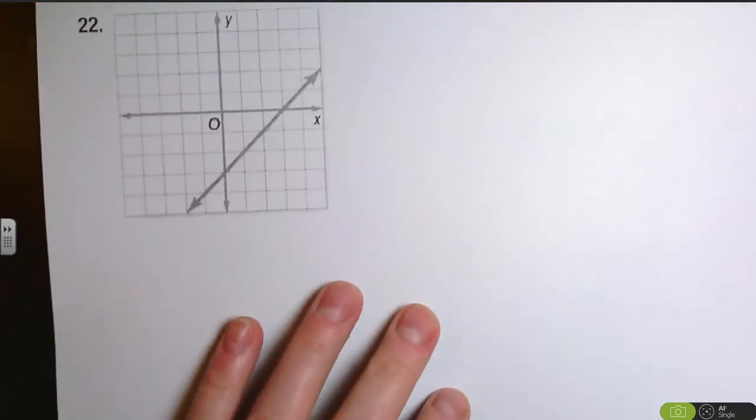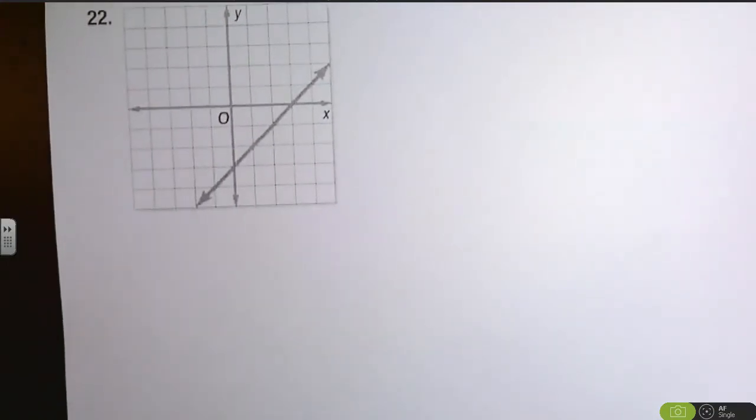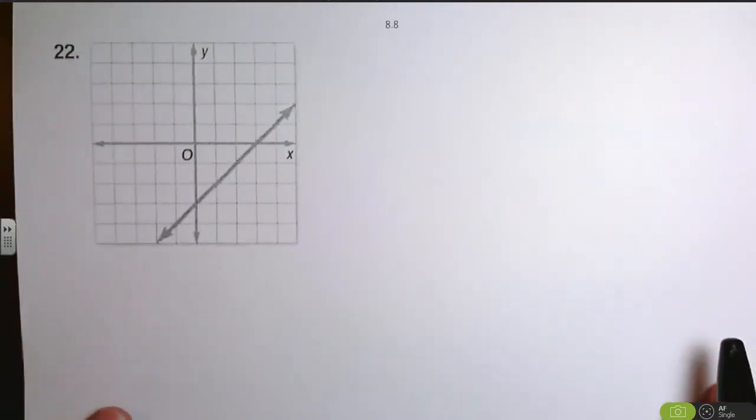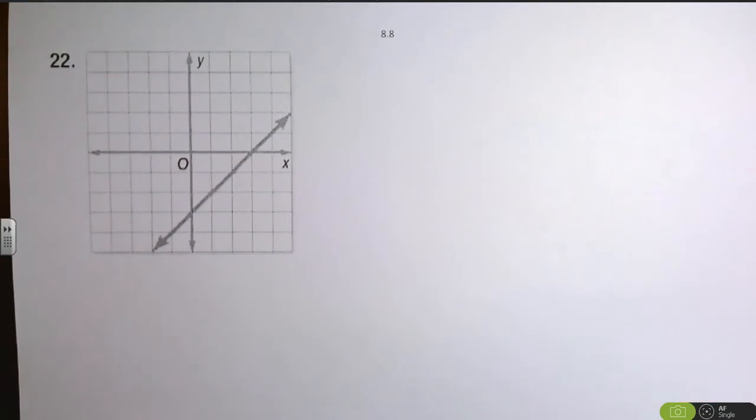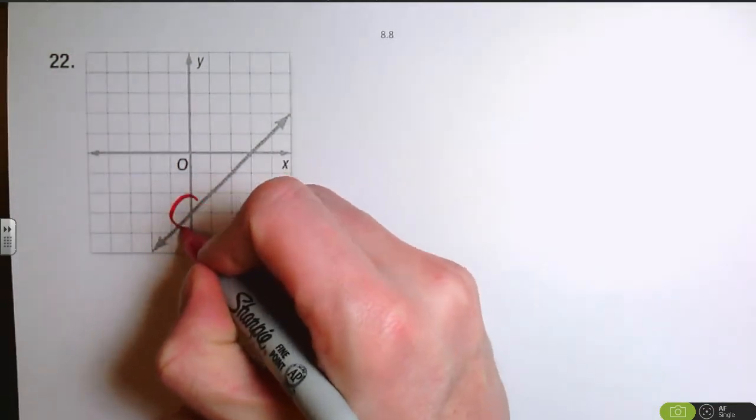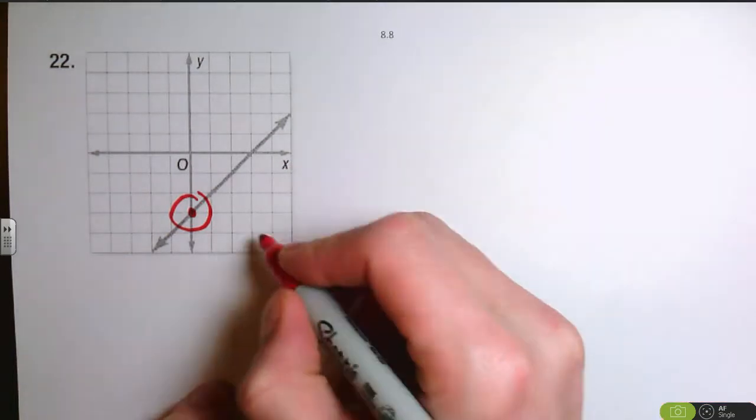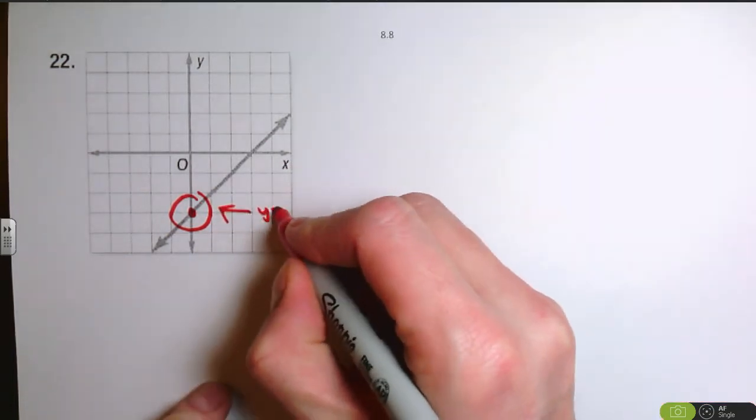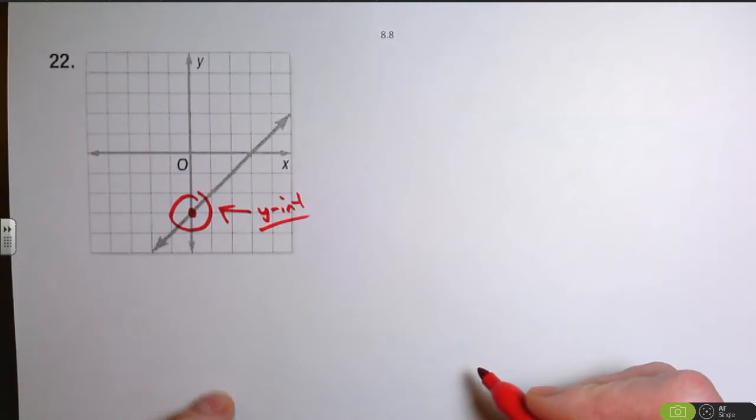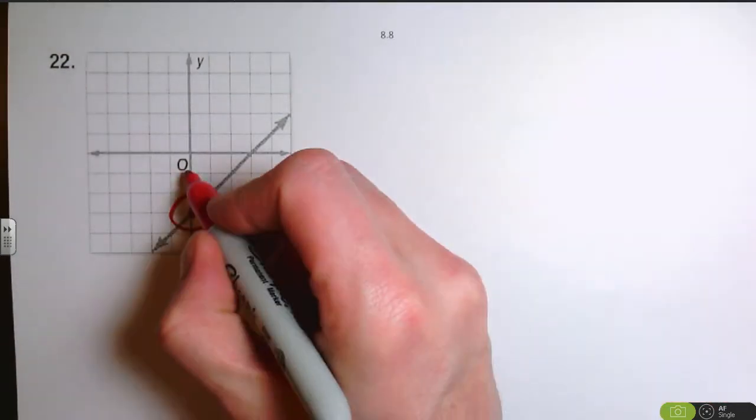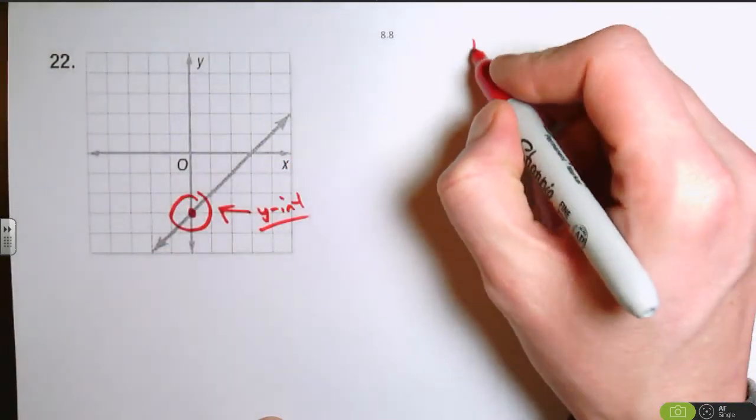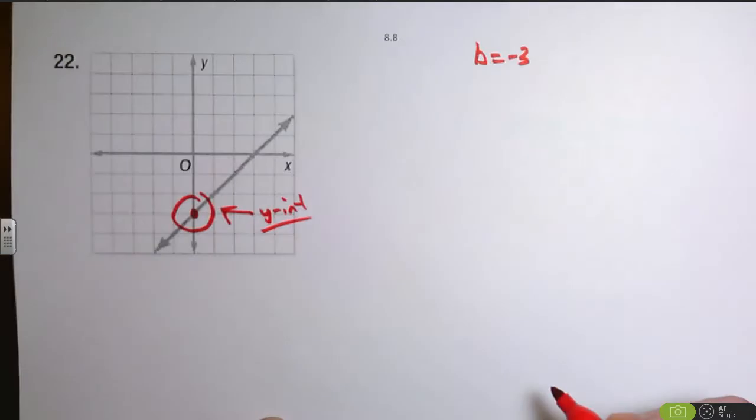The next type of problem is you're given a graph. So find the equation of a line given a graph. Well, the nice thing is, on a graph, you can find the slope and the y-intercept by the graph. Now, the y-intercept is the easiest part to find because it's right where you cross the y-axis. There's the y-intercept. So that's at negative 1, 2, 3, so b equals negative 3.